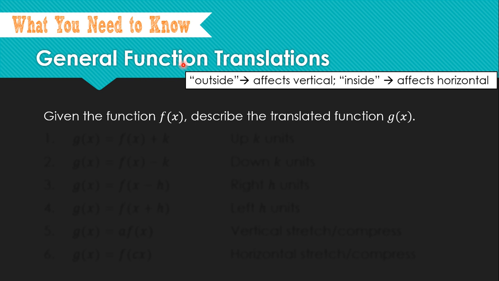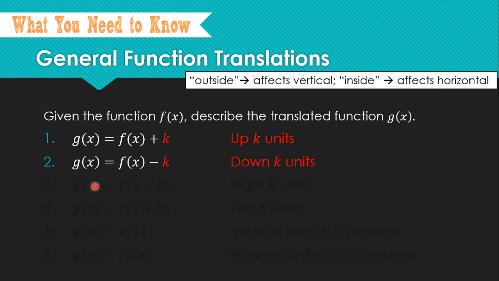So the general function translations: if something is affecting the outside or the entire function, it affects the vertical direction of the graph. If it's something inside, it's going to affect the horizontal. So if it's directly being added or multiplied by the x, that input, it's going to affect the horizontal direction of the graph. So I have the list of the general rules of each of our functions.